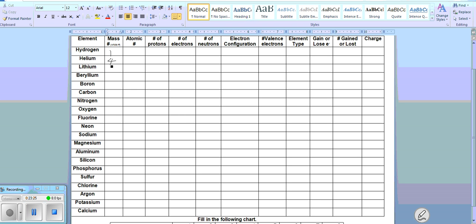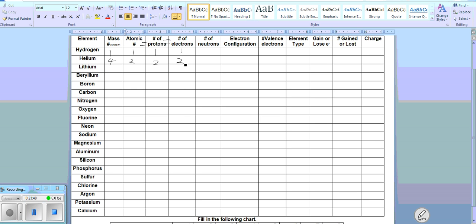Atomic number, you look up on the periodic table. The atomic number is super simple. Hydrogen is 1, and helium is 2. I knew that. Number of protons is equal to the atomic number. So that's simple. Number of electrons is equal to the atomic number.